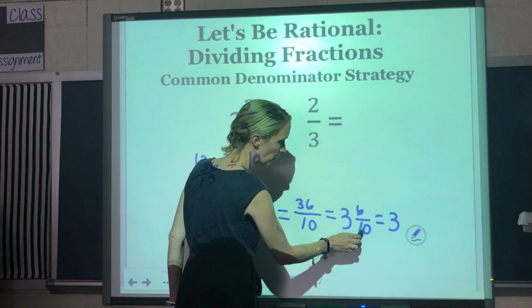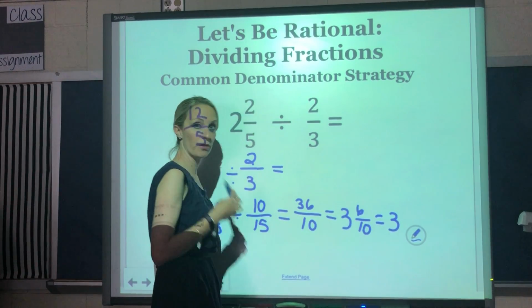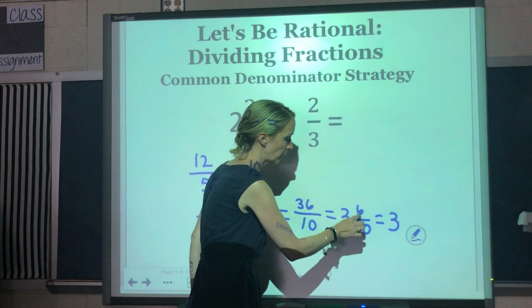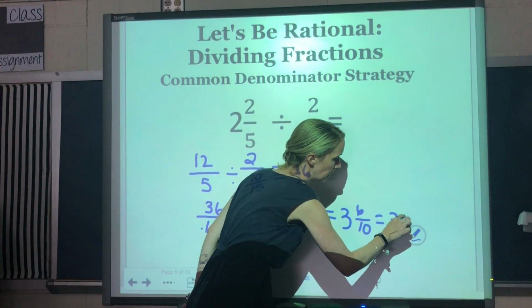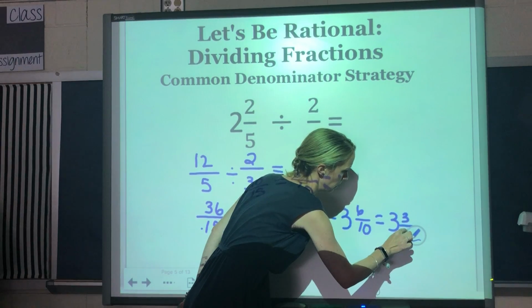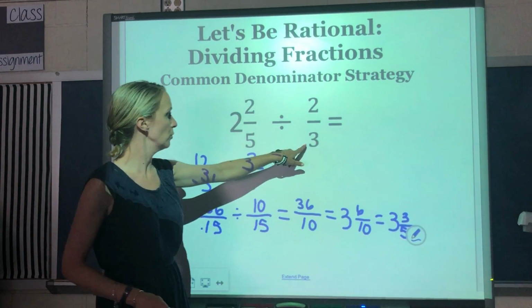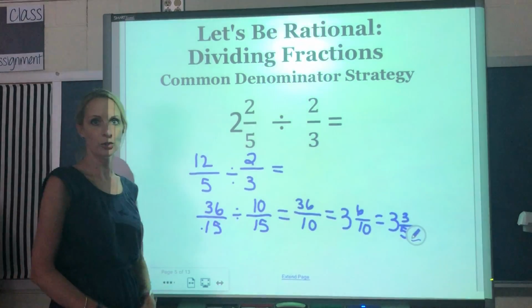Okay, I can divide both of those. Again, what we do to the numerator, we do to the denominator. I can divide both of those by 2. So I'm scaling down by 2. And I end up with 3 and 3 fifths. So 3 and 3 fifths groups of 2/3 fit into 2 and 2 fifths.